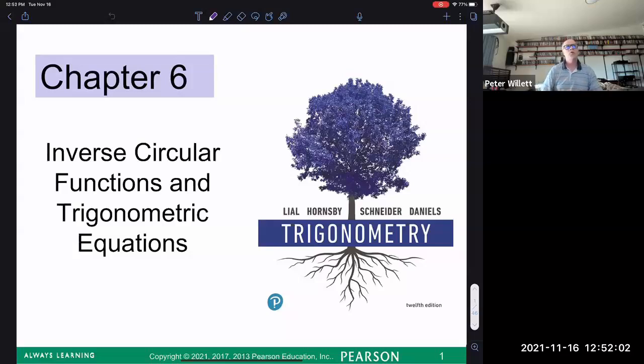So what we're going to do in chapter 6 here is introduce, both graphically, definitionally, and for the purpose of using algebraically to solve equations, all 6 inverse trigonometric functions. And then we're going to start using those to solve equations with trig functions in them and things like that.